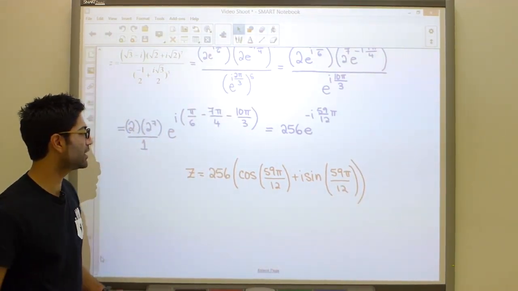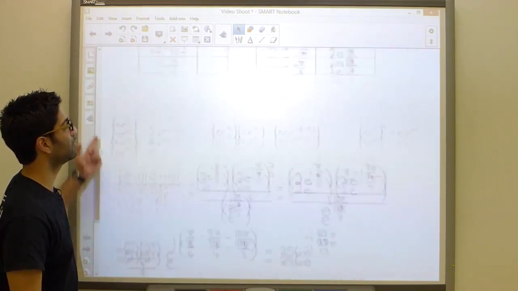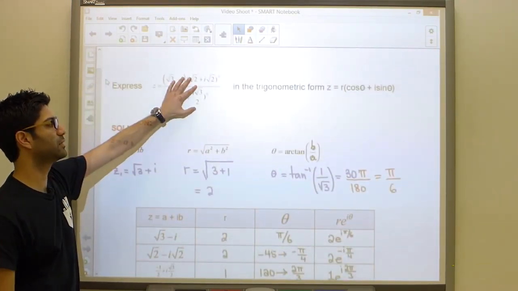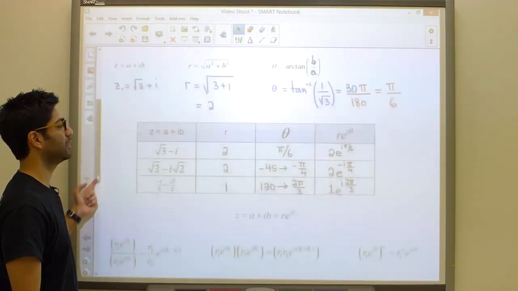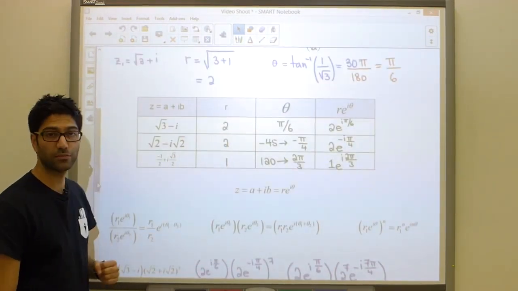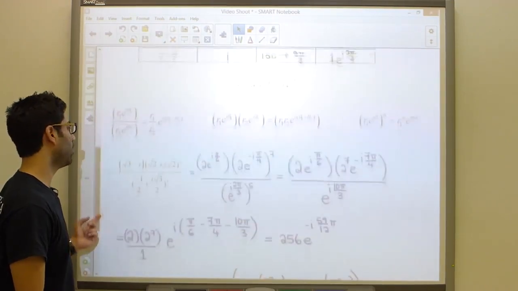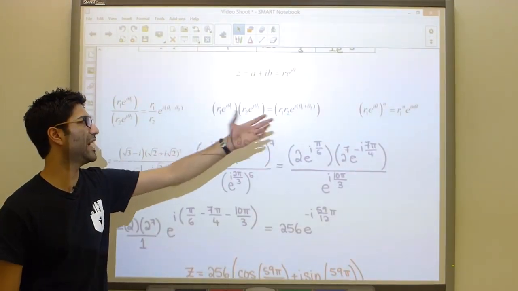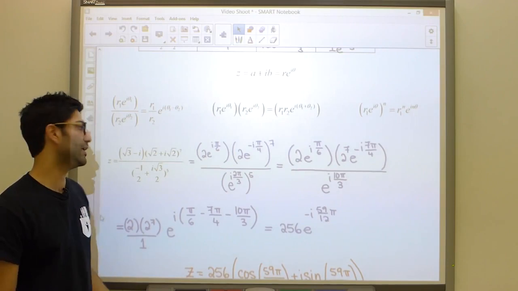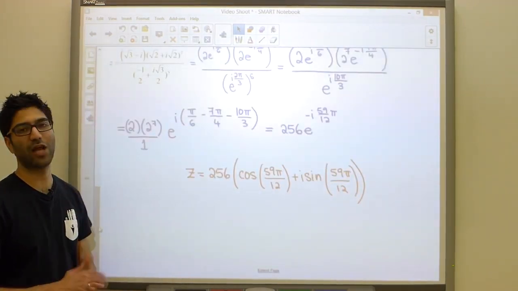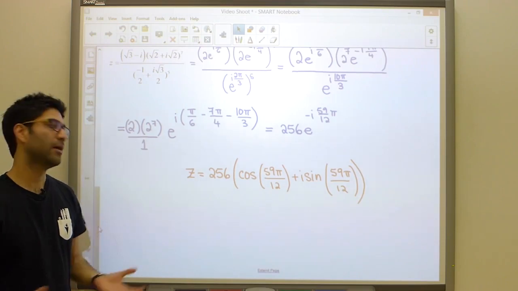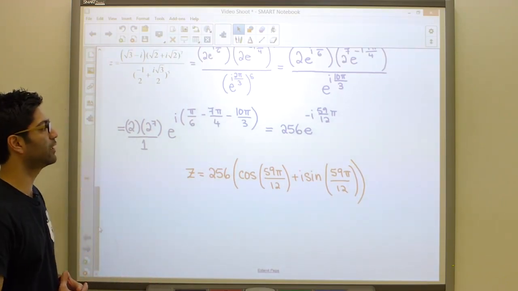A much simpler way to solve this type of problem. Step 1, convert each one of these into polar simply by using your calculator. Number 2, know these 3 rules and simply apply them. It is as simple as that, guys. Practice this problem one more time. It is as challenging as it's going to get. Hopefully that was helpful. Let's move on to our next problem.